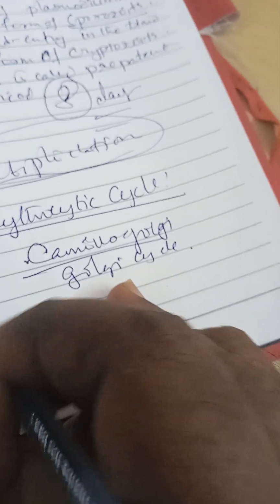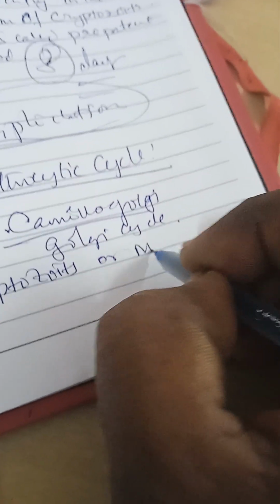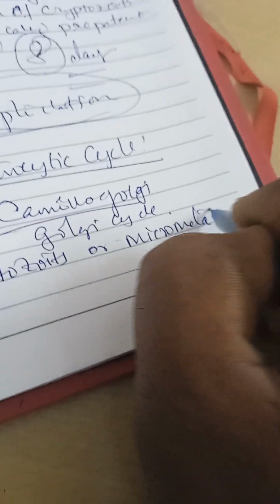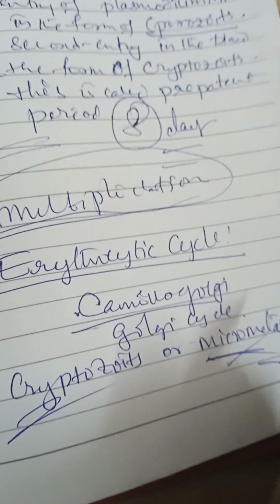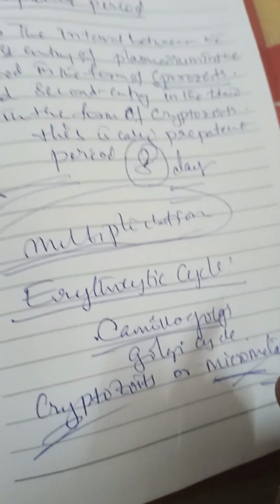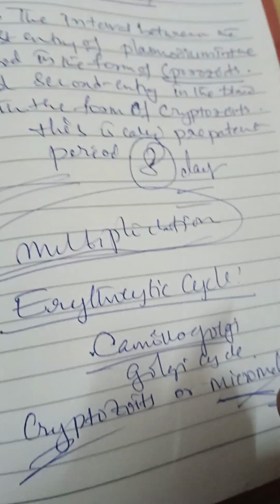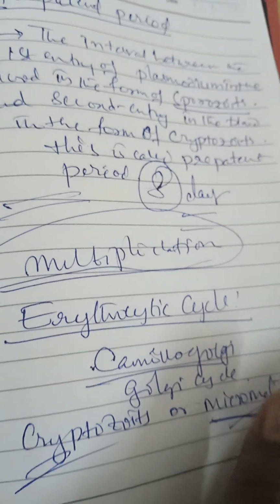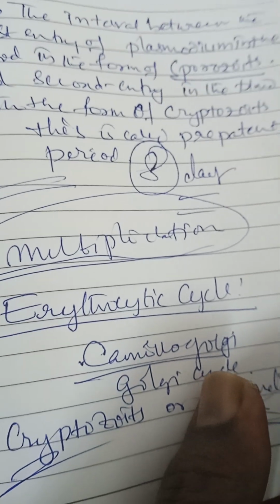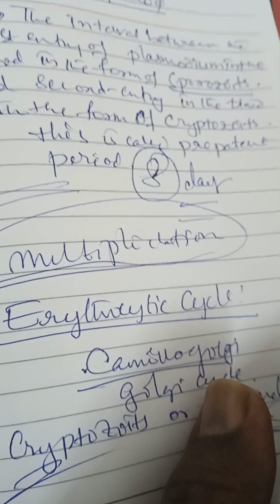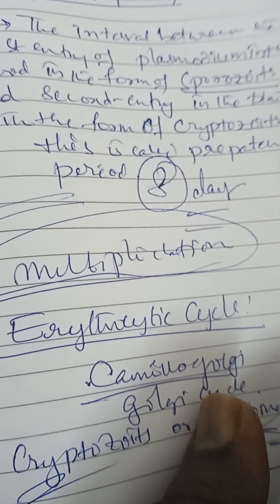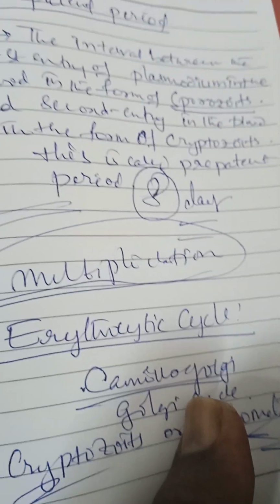This cycle is initiated by cryptozoites or micrometa-cryptozoites. Cryptozoites are the first entry in the body and micrometa-cryptozoites are the second entry. So both can start the erythrocytic cycle, right? The pre-erythrocytic cycle and exoerythrocytic cycle produce the cryptozoites and micrometa-cryptozoites. So in this cycle in the RBC, these stages assume a spherical shape and transform into trophozoites.